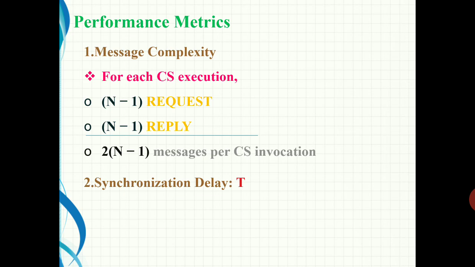The synchronization delay is also T. Based on this, we can calculate the throughput also, that is 1 divided by the synchronization delay plus average critical section execution time.